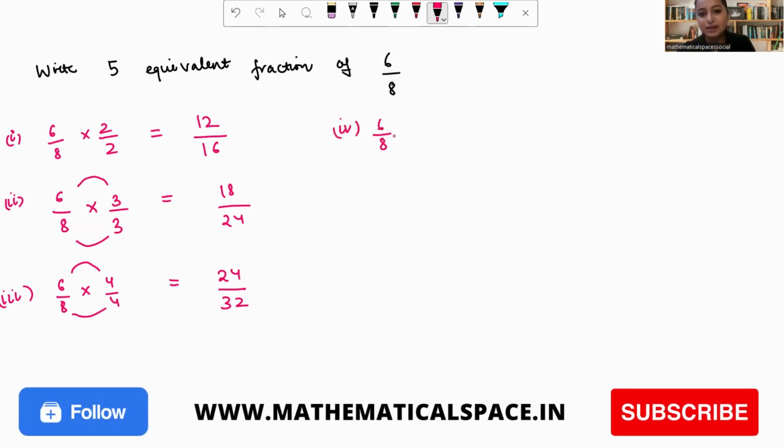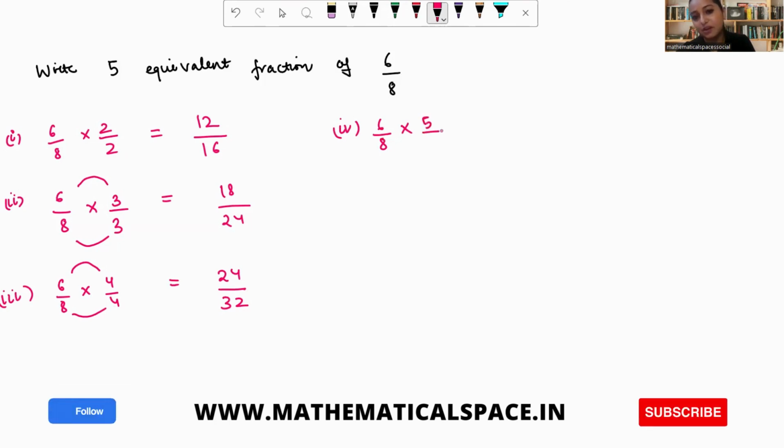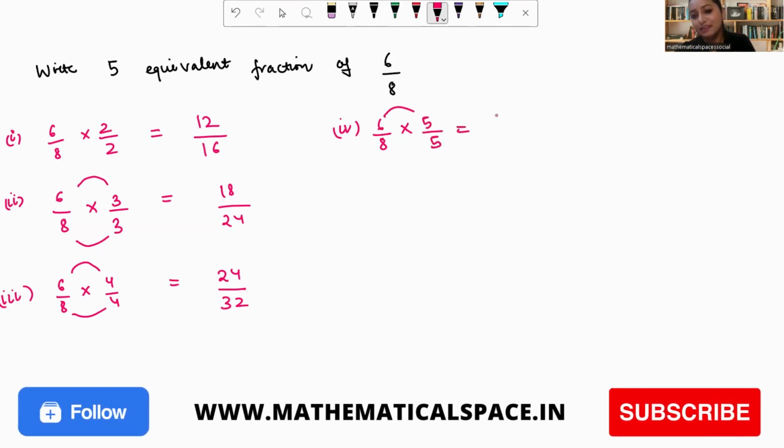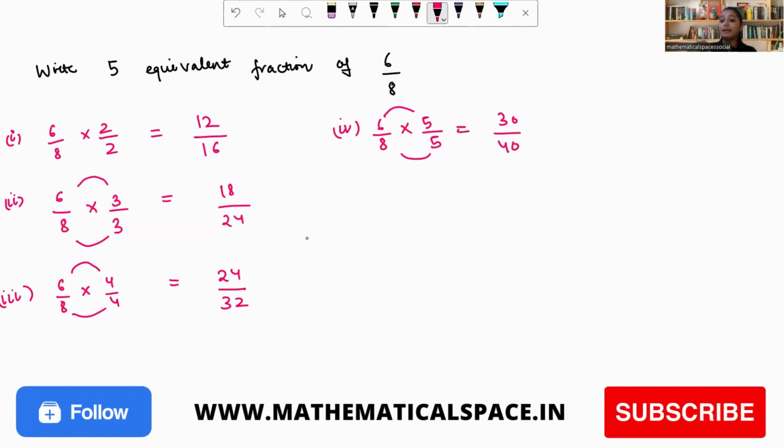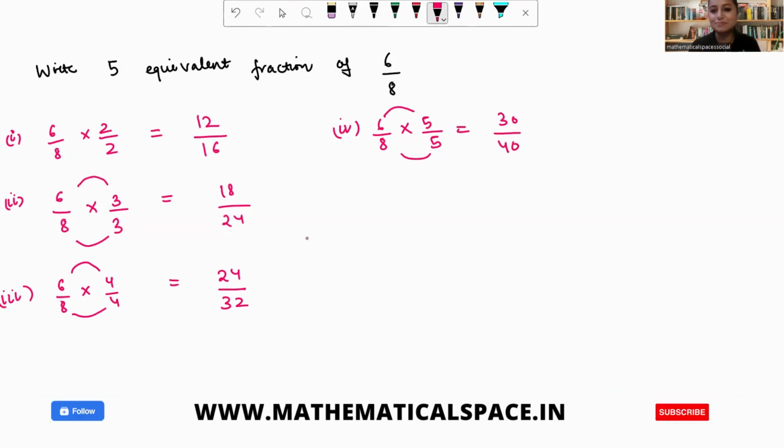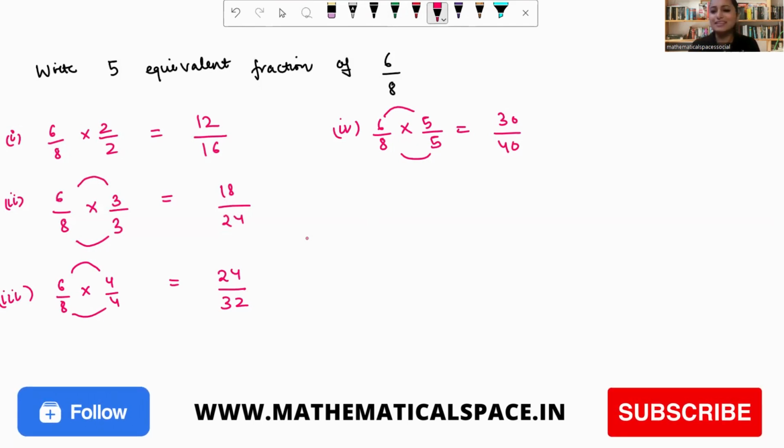Now in the next one, let us multiply it by 5. So what is 6 times 5? It is 30 and 8 times 5 is 40. That means 6 by 8 is also equal to 30 by 40. Yes or no? See how easy it is. And you can find it very, very easily.